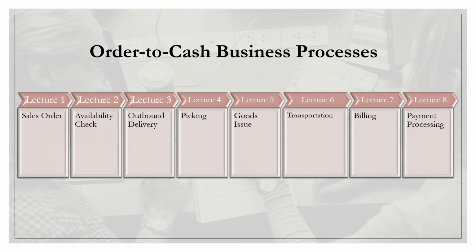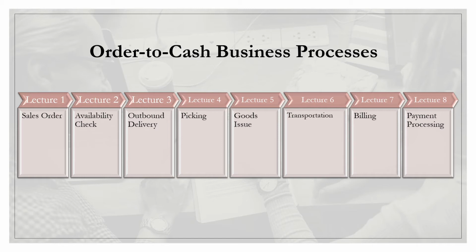So on the order to cash module, we have 8 different steps or processes that must be done within the module. And often we call this order to cash because it starts with a sales order all the way to payment processing, hence receiving your cash. So it starts from order all the way to cash.